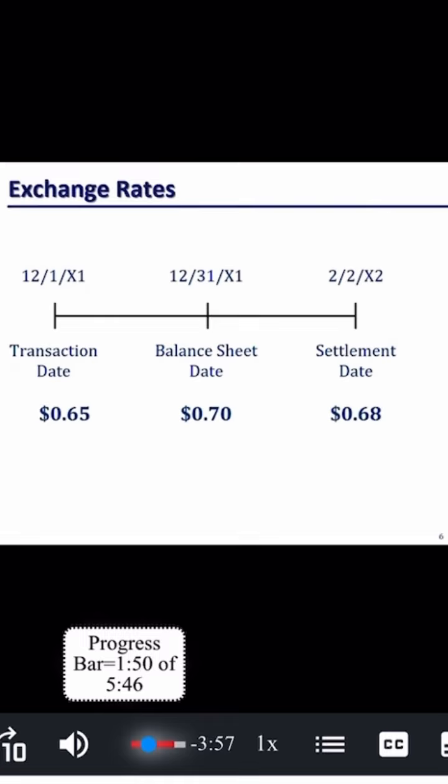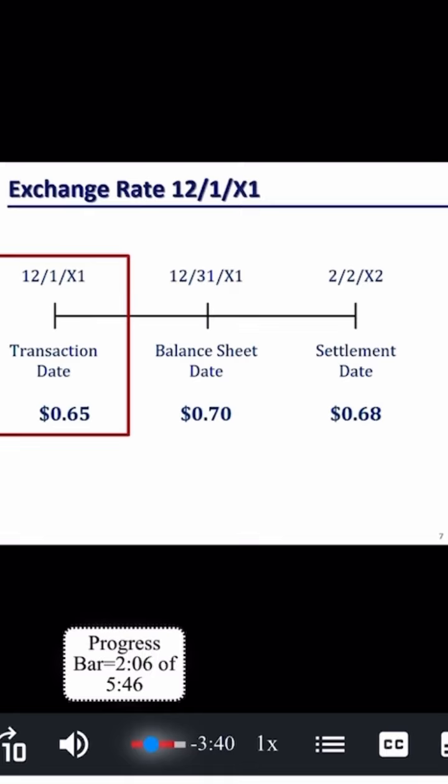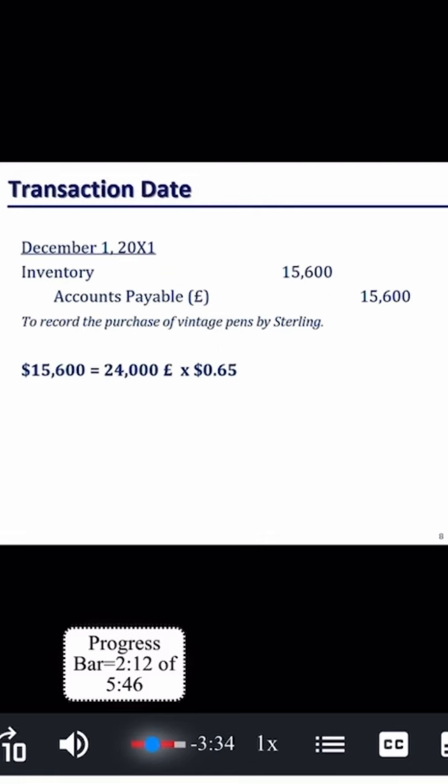The exchange rates in our problem are 65 cents on transaction date December 1, year 1, 70 cents on balance sheet date December 31, year 1, and 68 cents on settlement date February 2nd, year 2. In making the valuation on transaction date, we will use then the 65-cent rate in effect on December 1, year 1. Using the 65 cents as the exchange rate on December 1st, we say that the accounts payable is $15,600.